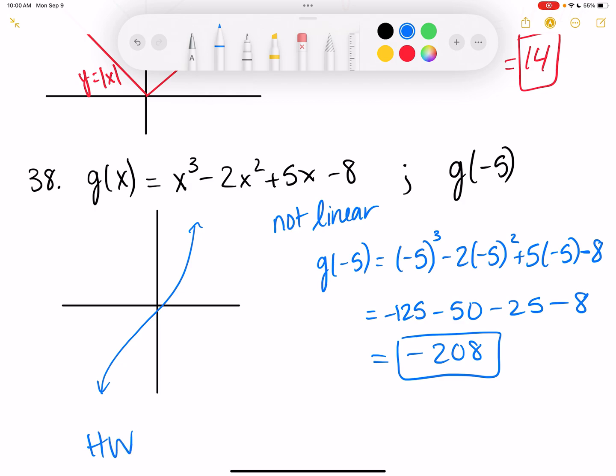Alright, your problems are 6 letters. 5, 11, 17, 21, and 35. And make sure you have 2.2 notes for tomorrow.